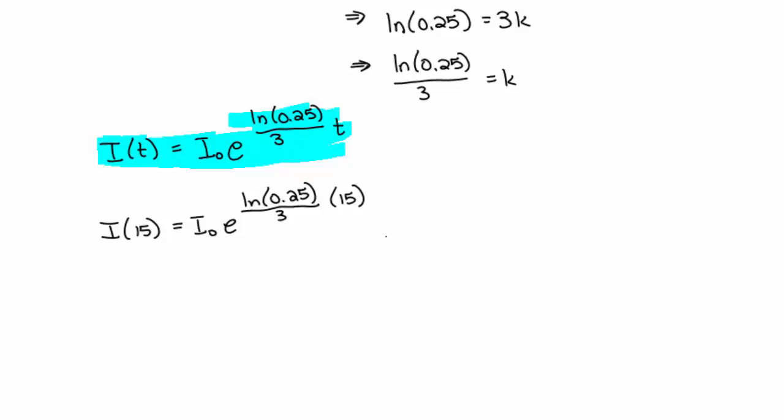And let me grab a calculator. This is roughly equal to 0.098 I sub naught, or 0.098% of I sub naught. So it's almost just 1/100th of a percent. I'm sorry, 1/10 of a percent of the original intensity.